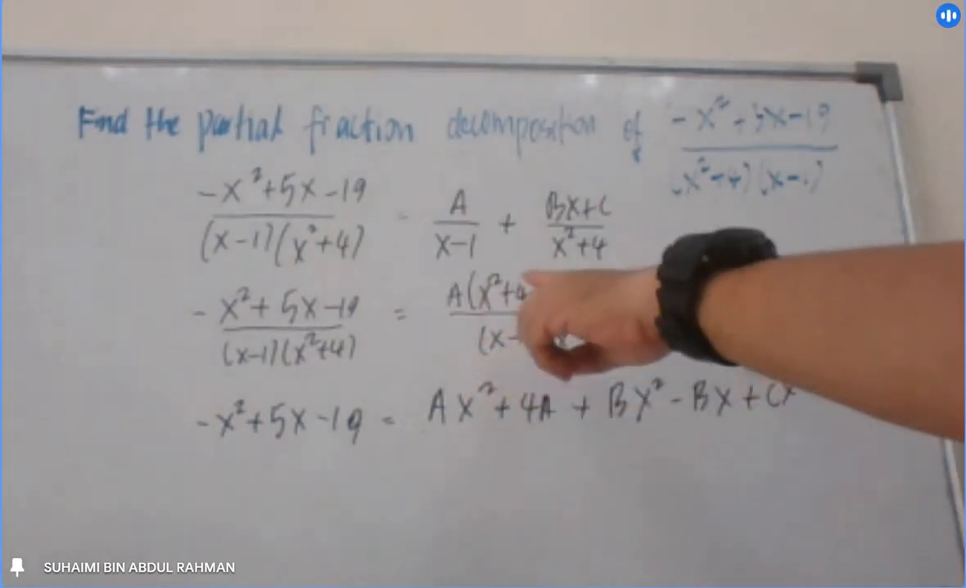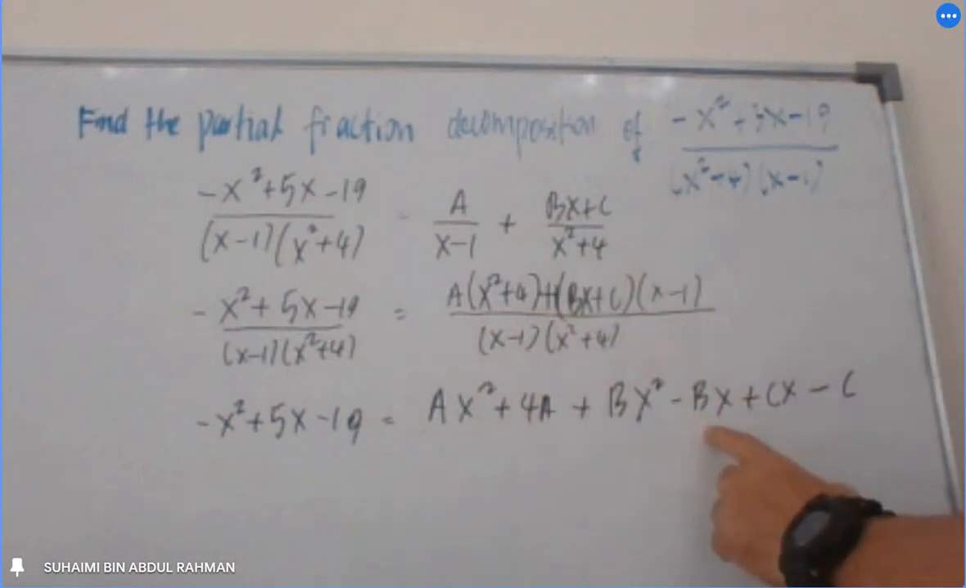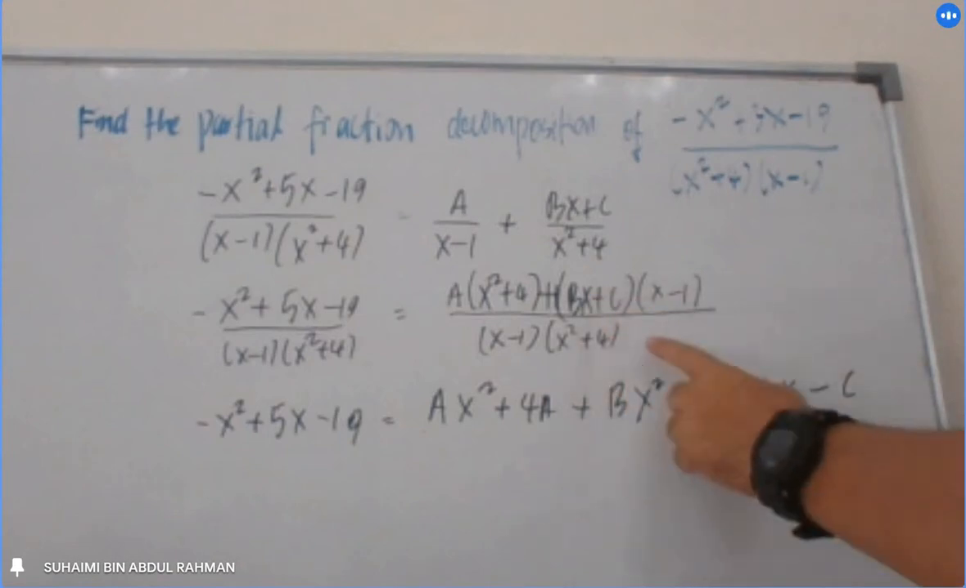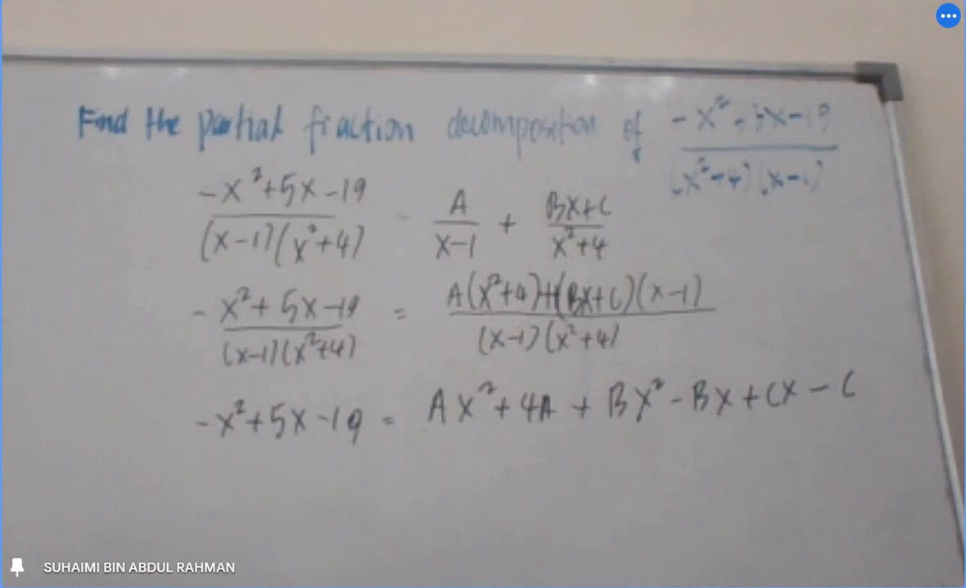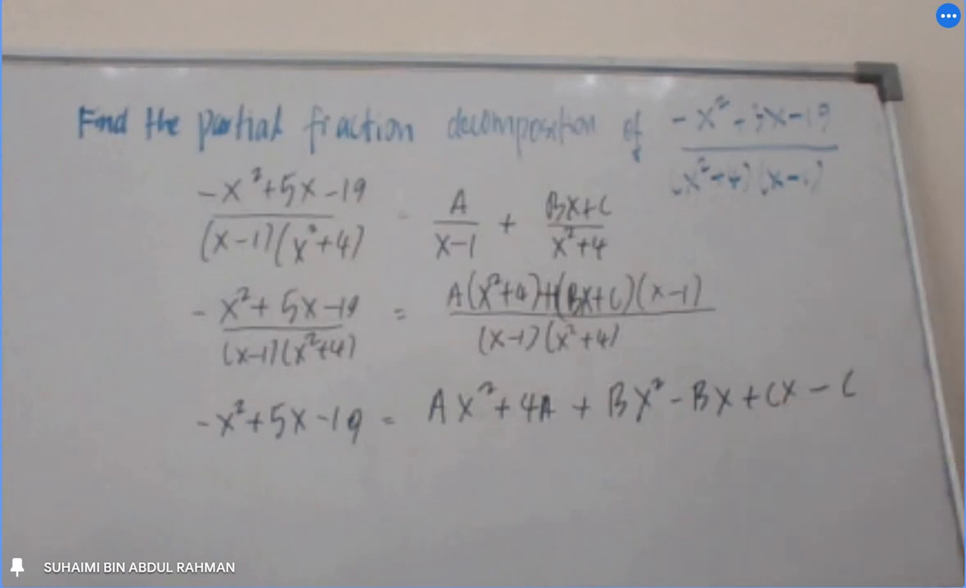Expansions: A times x squared plus 4, Bx times x, Bx times minus 1, Cx minus C. Any problems up till here? Question?